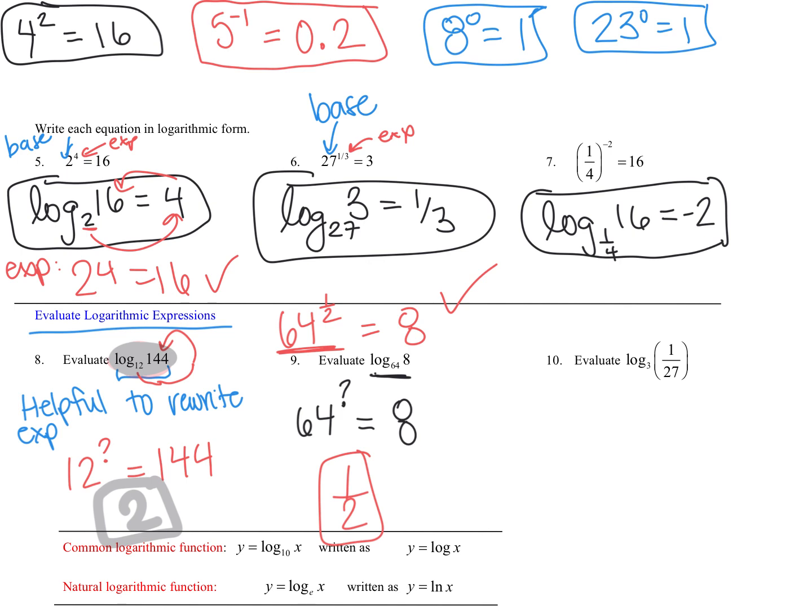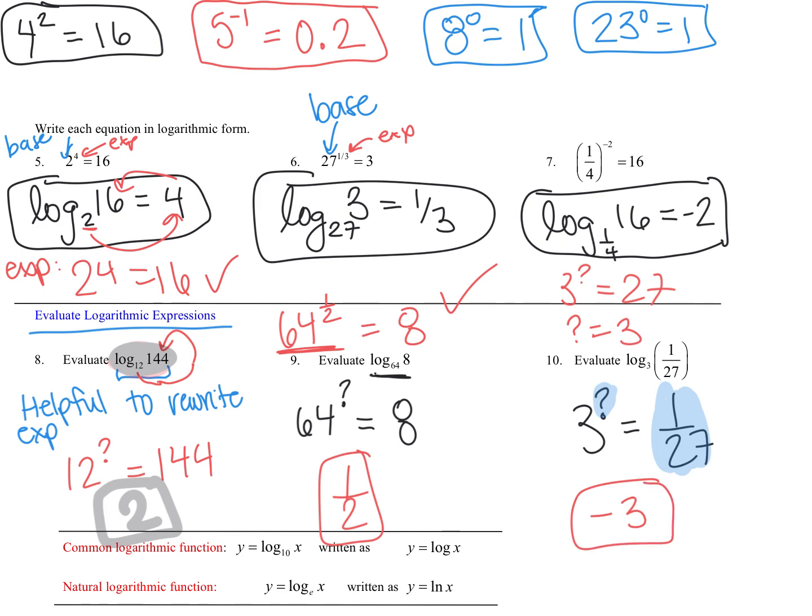All right, for number 10, 3 raised to what power is equal to 1/27? Well, the fact that this is a fraction would mean that my exponent has to be negative. So I have to think 3 raised to what power is equal to 27? Okay, I know that would be 3, but because it's 1/27, I know it's going to be a negative 3 since it's a fraction.